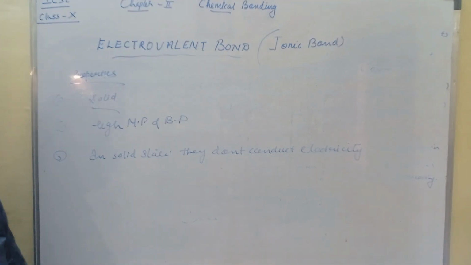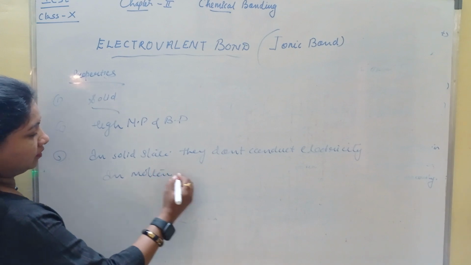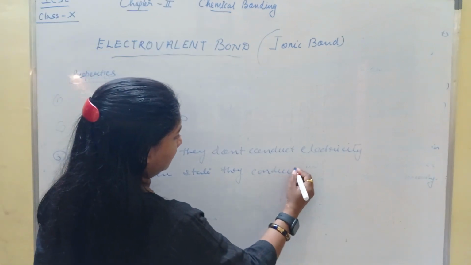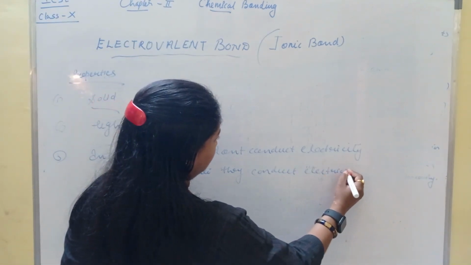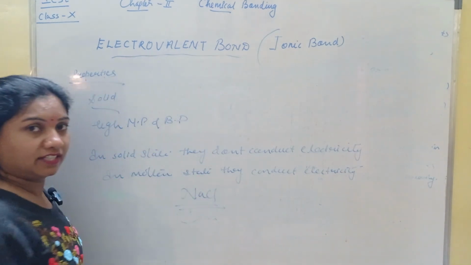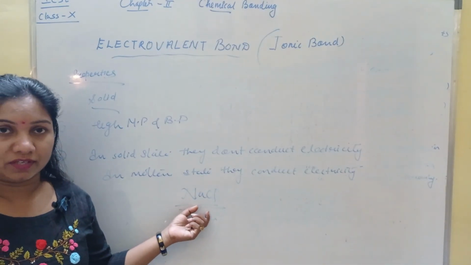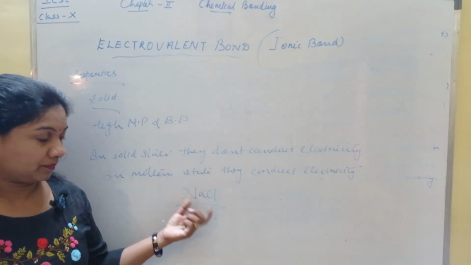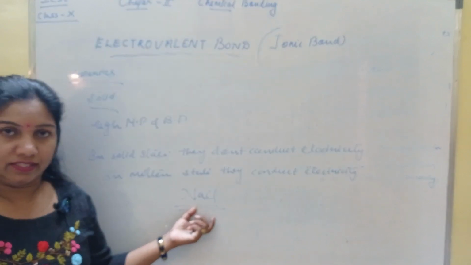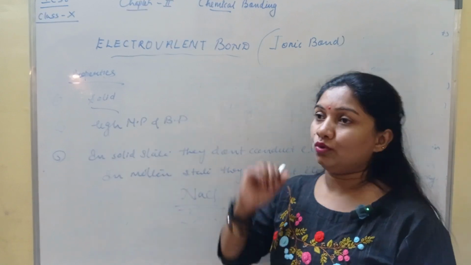But in molten state, they conduct electricity. Like NaCl, if you see NaCl, it does not conduct electricity in solid state, but when we convert it to molten state, or dissolve it in water, converting it to aqueous state, it will conduct electricity. So this is all about the first type of bond, that is electrovalent bond.